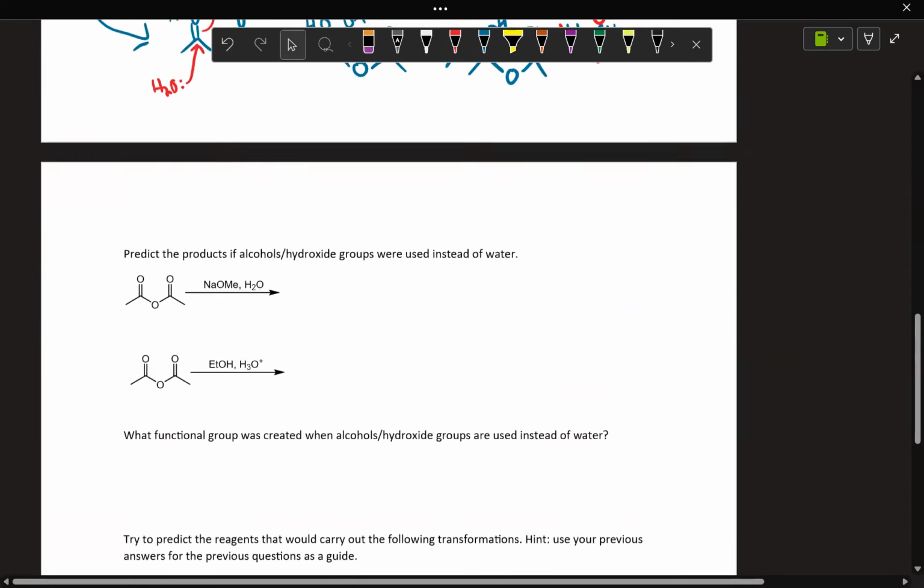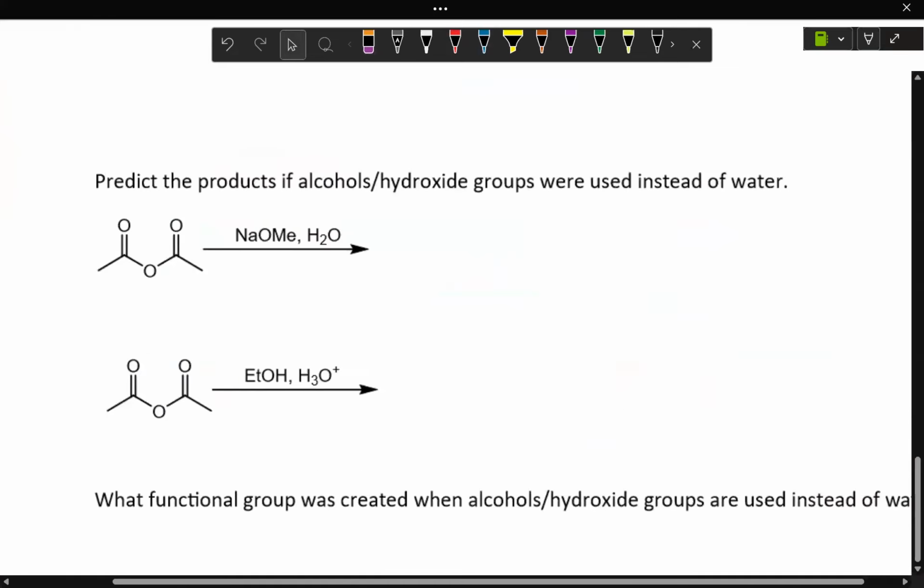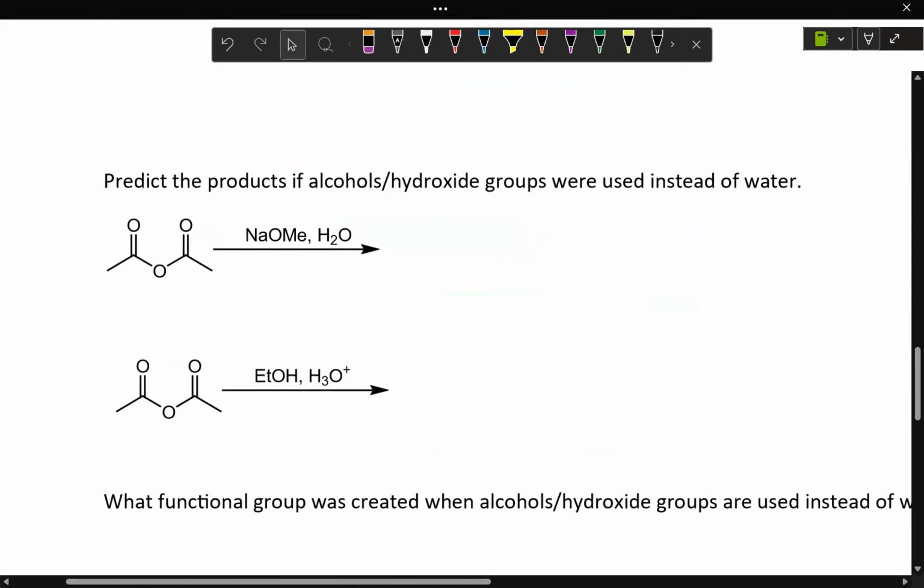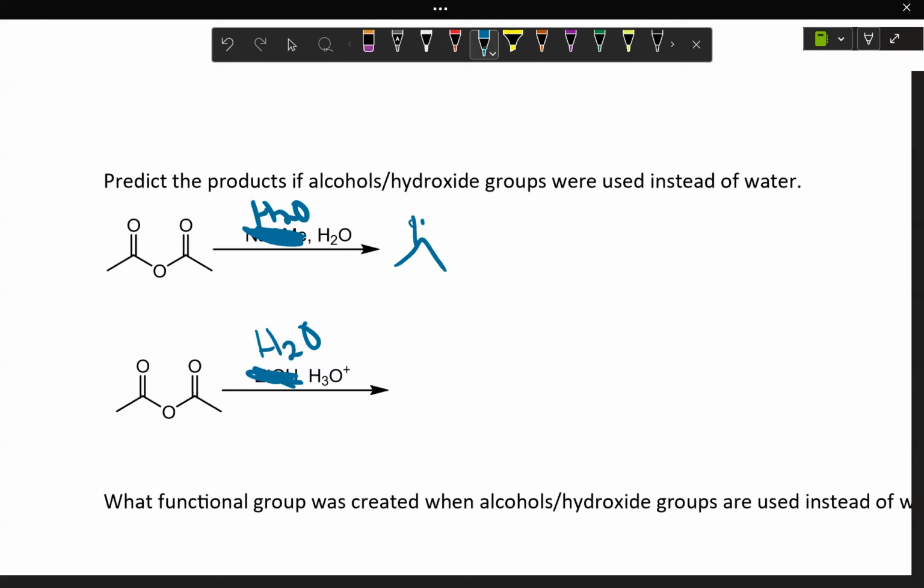All right, next one, predict the products if alcohols or hydroxide groups are used instead of water. So let's just draw in what the result would be if it was water instead of the hydroxide or alcohol groups. We know from the previous page that if we just use water, we just make carboxylic acids.